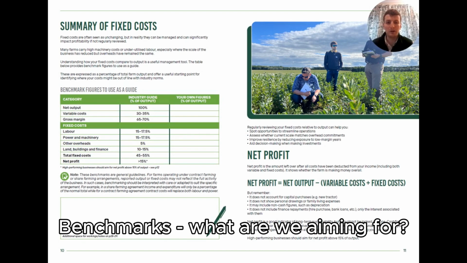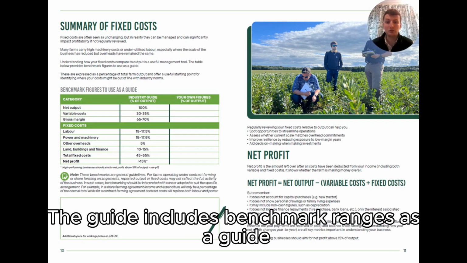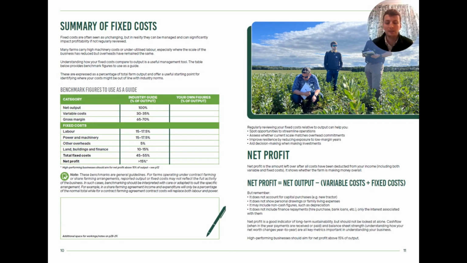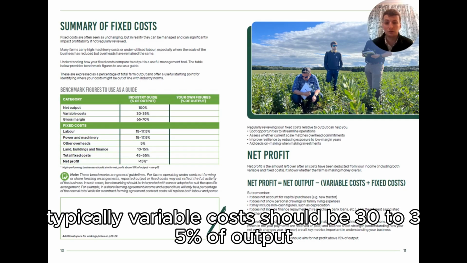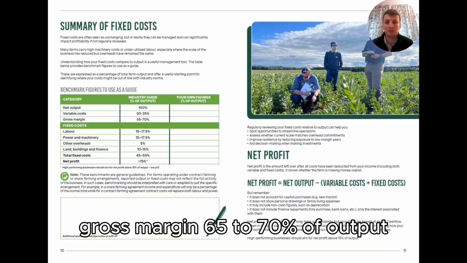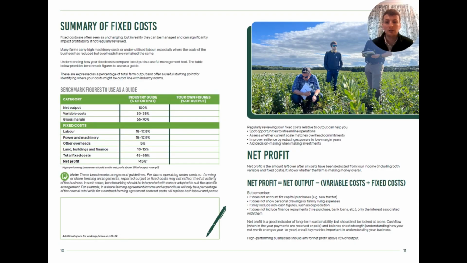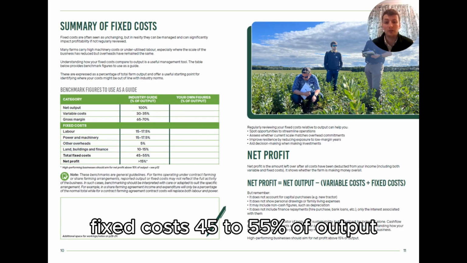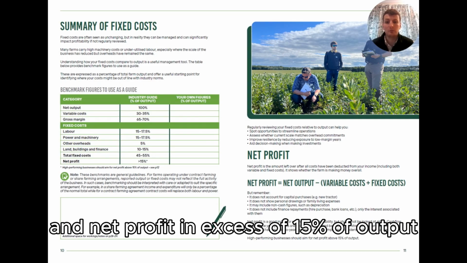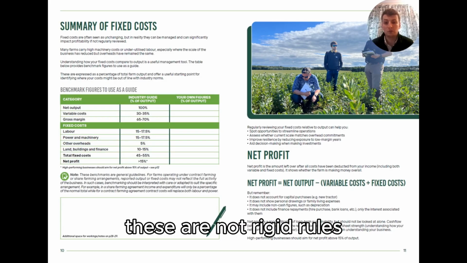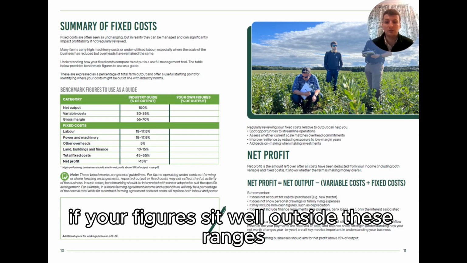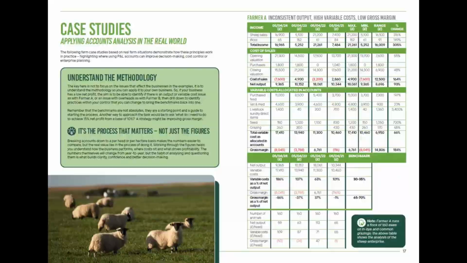Benchmarks. What are we aiming for? The guide includes benchmark ranges as a guide. Typically, variable costs should be 30 to 35% of output, gross margin 65 to 70% of output, fixed costs 45 to 55% of output, and net profit in excess of 15% of output. These are not rigid rules, they're indicators. If your figures sit well outside these ranges, it's a signal to ask why.